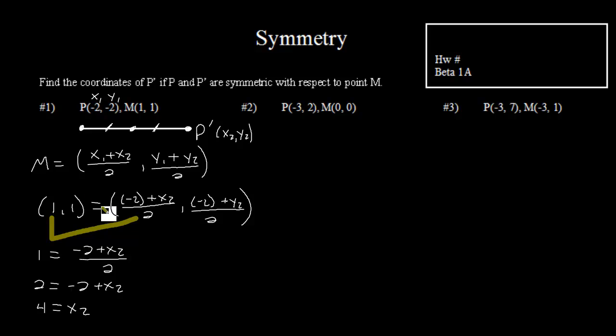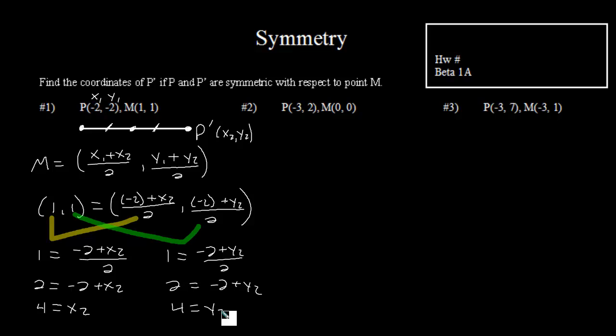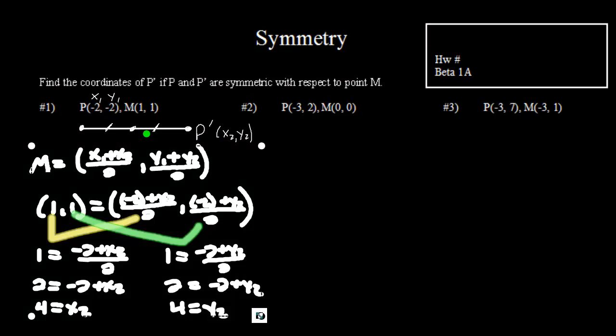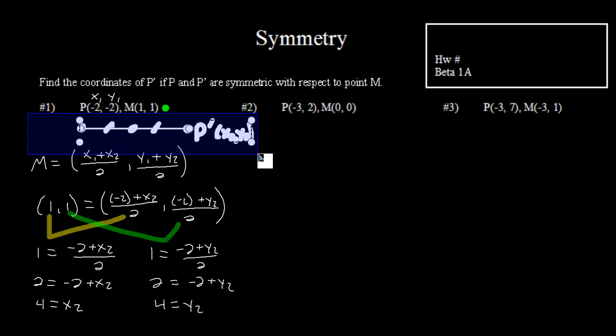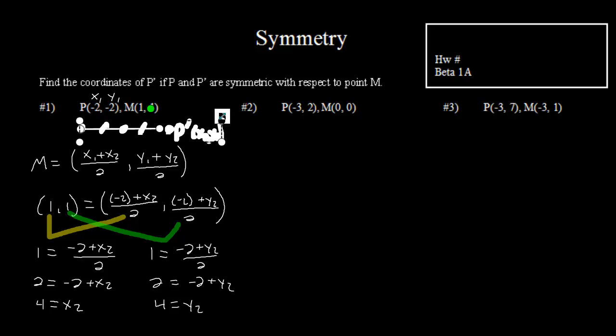Looking at the other one, it's equal to this fraction. So that's 1 equals negative 2 plus y sub 2 over 2. Multiply both sides by 2, then add 2 to both sides, and you get y sub 2 is 4. I got a little bit big here. Just going to bring this over just a nubbin. So my answer, what's the coordinates for P prime? P prime is 4, 4.